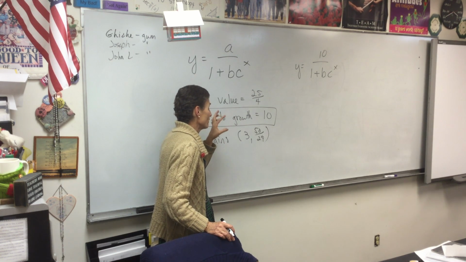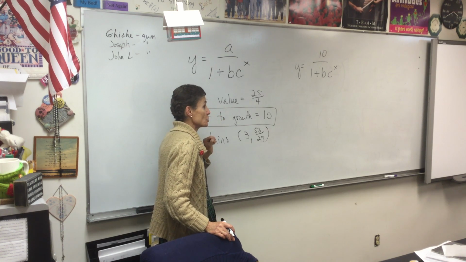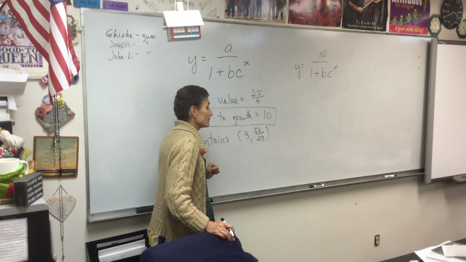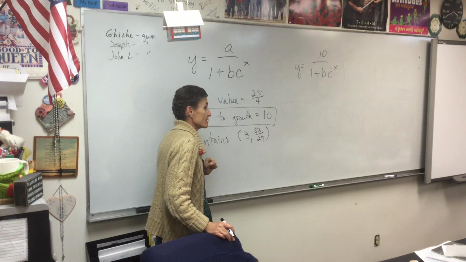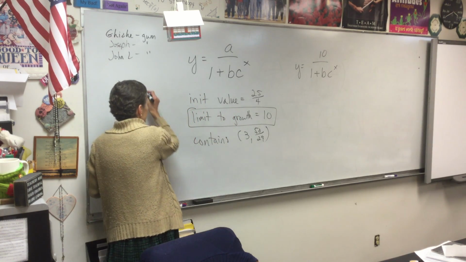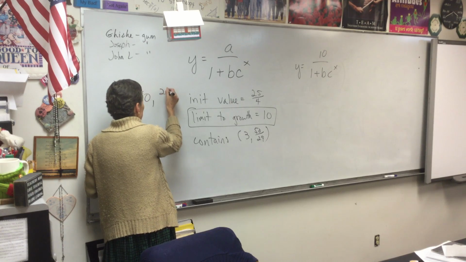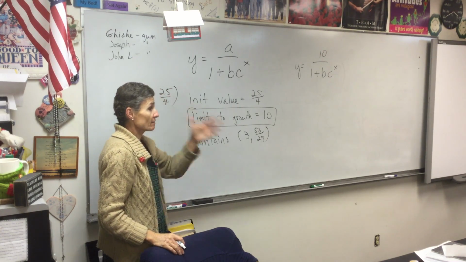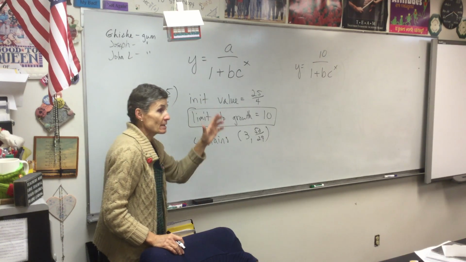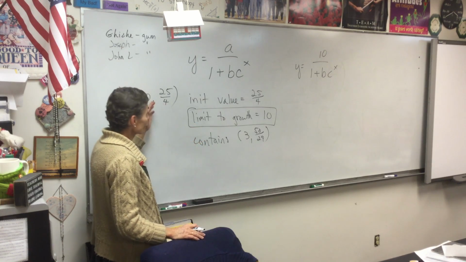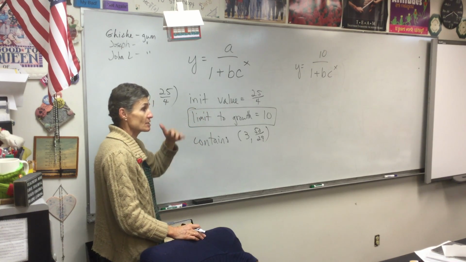So what was the equivalent? It was the initial value. Okay, so I plugged in the initial value. 25 fourths equals 10 over 1 plus BC to the x. Okay, but not to the x. To the what? If it's the initial value, what does that mean? That means the x value is 0. We're starting at the beginning, not raising to any powers yet. We haven't done any multiplication yet. This initial value is the y-intercept.